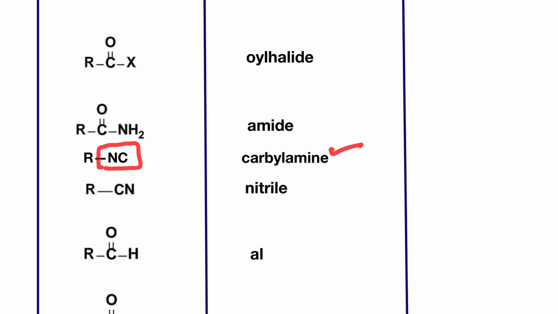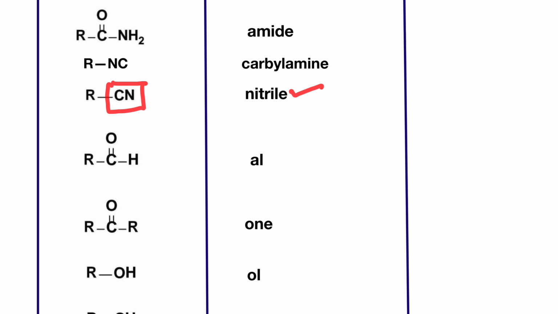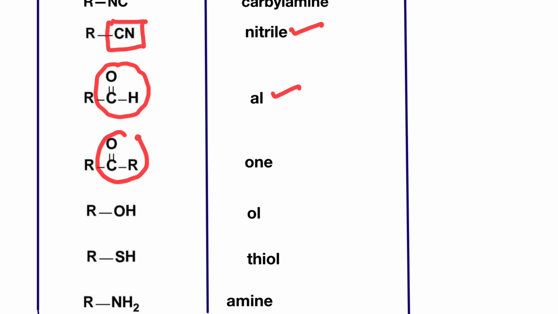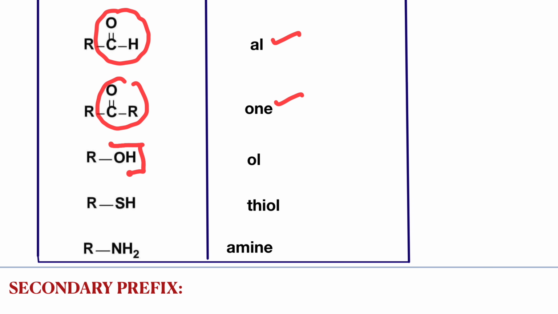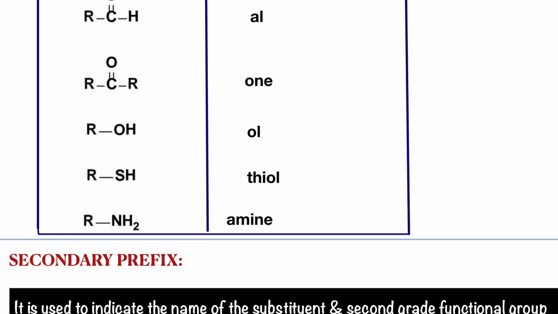Isocyanide, the suffix is carbylamine. For cyanide functional group, it is nitrile. For aldehyde functional group, it is al. For ketone, it is one. In case of alcohol, it is ol. Thioalcohol, thiol. Amine functional group, amine. 100% you have to learn all these suffixes directly or indirectly. So these are very much helpful. These are the basics of IUPAC nomenclature. So 100% you have to learn all these suffixes of various functional groups.